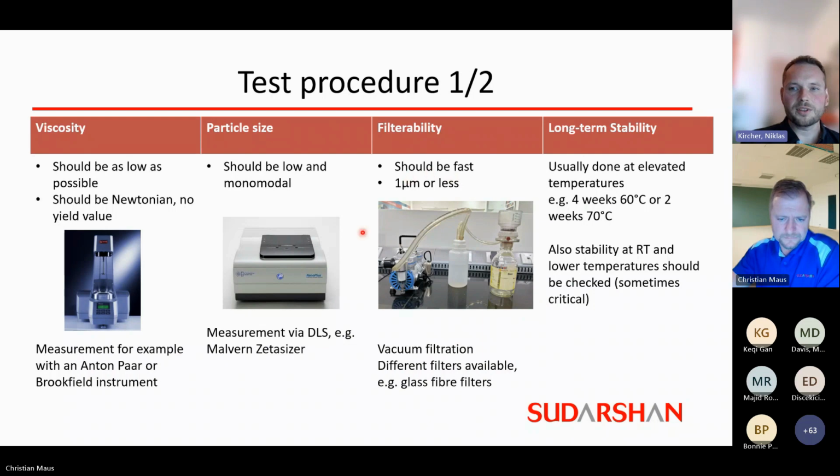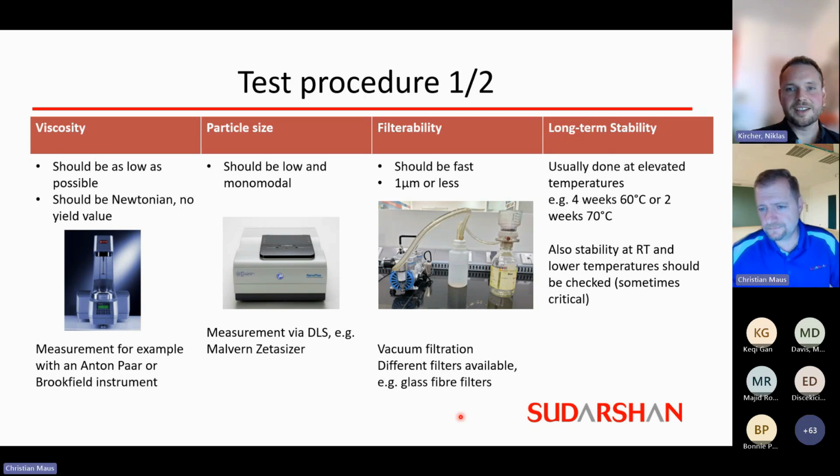Filtration is also very important. Every ink is filtered during production. And there are also different possibilities how to do that. There are simple syringe filters that you can use. You can also use bigger filtration equipment like we can see on this picture. So you create a vacuum and put a defined amount of ink in the filter and measure the time that is needed to go through the filter. There are different filters available, for example, glass fiber filters or nitrocellulose filters. And then you measure the time.